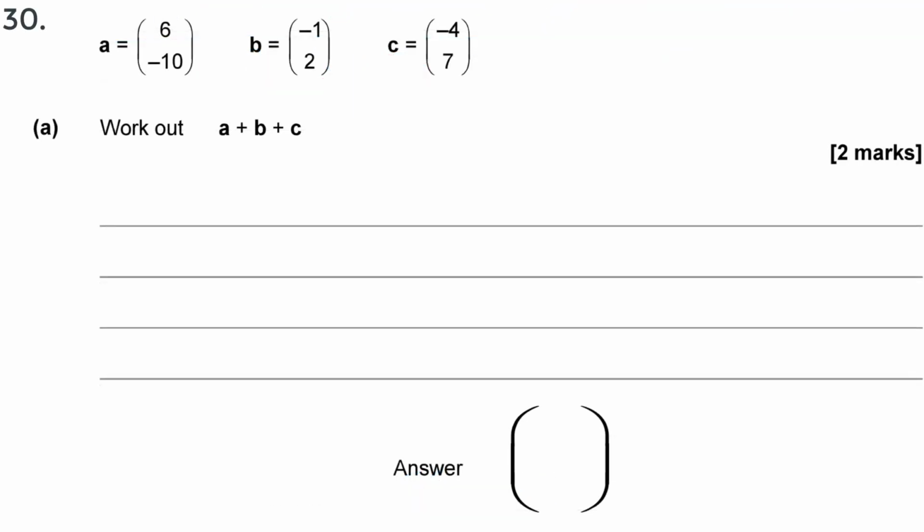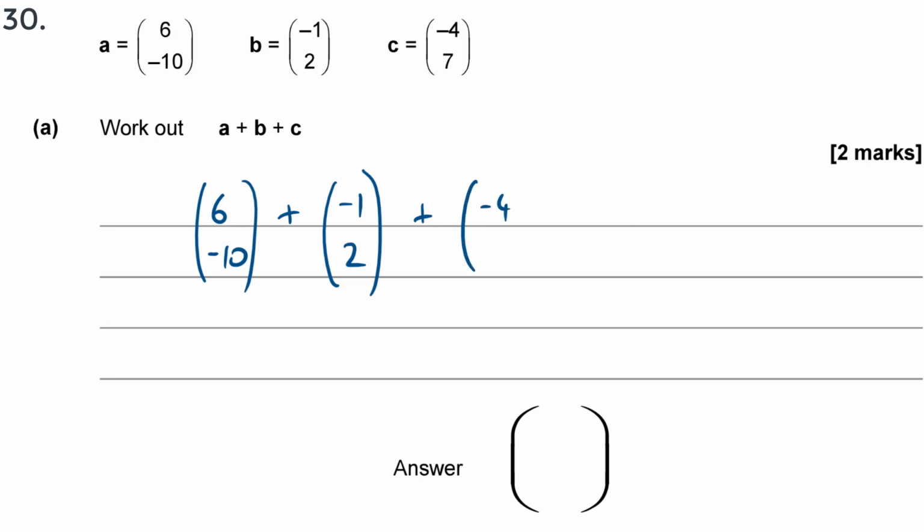I've been given A, B and C as column vectors, and I need to work out what A plus B plus C is. Okay, so if I want to add these three vectors together, I'm going to be adding 6, minus 10. I'm going to be adding on negative 1, 2, and C, which is minus 4, 7.